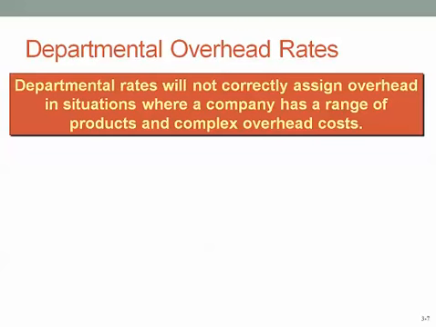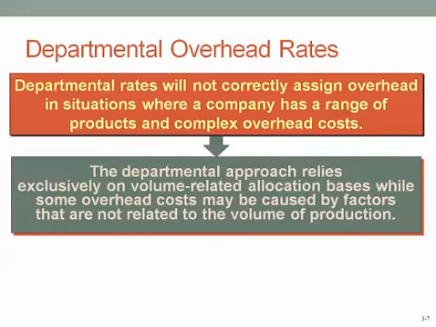will still not correctly assign overhead cost in situations where a company has a vast range of products and very complex overhead costs. This is because the departmental approach relies exclusively, again, on volume-related allocation bases, and some overhead costs may be caused by factors that are not related to volume of production. For example, we talked about our machining department based on machine hours. Well, machine hours is driven by units that we process. As we process more units, we'll run our machines more and have more machine hours.